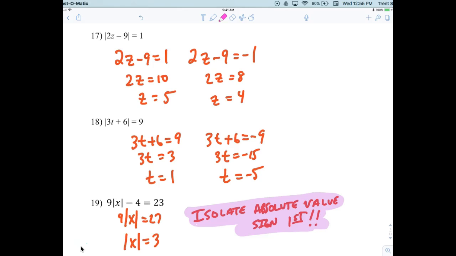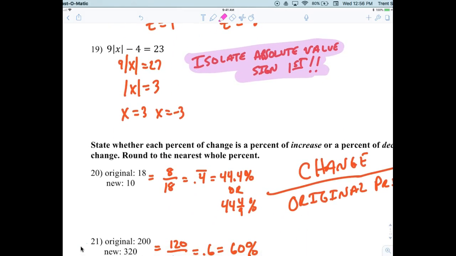Now 19 is the one I want to take a look at. Come on, stay focused. Test tomorrow. Now, why is 19 different? 19 is different because the absolute value is not isolated. Is everybody with me? So, what do you need to do? You have to isolate the absolute value. In order to isolate the absolute value, you have to add 4 and then divide by 9. Is everybody good with that? And now you end up with the absolute value of x is equal to 3.